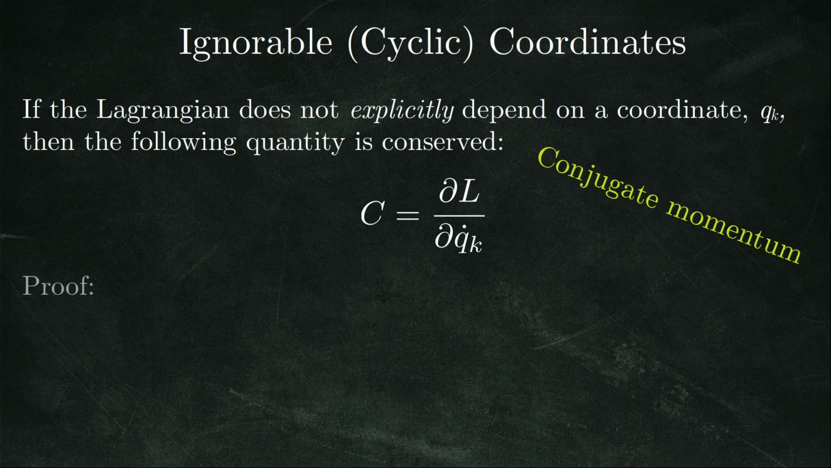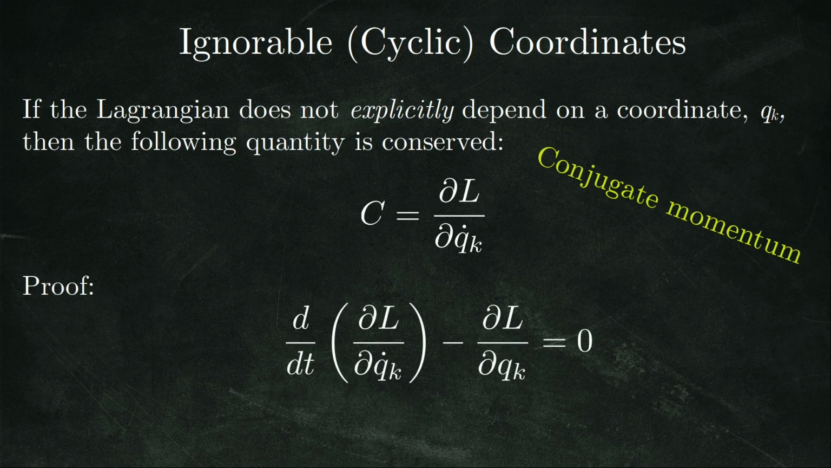Now the proof of this is quite simple. We take the Euler-Lagrange equations. If the Lagrangian doesn't depend on qk, then that term goes to 0. So this means that whatever is in the brackets there, the time derivative must be 0. And so the quantity in brackets is the conserved quantity.